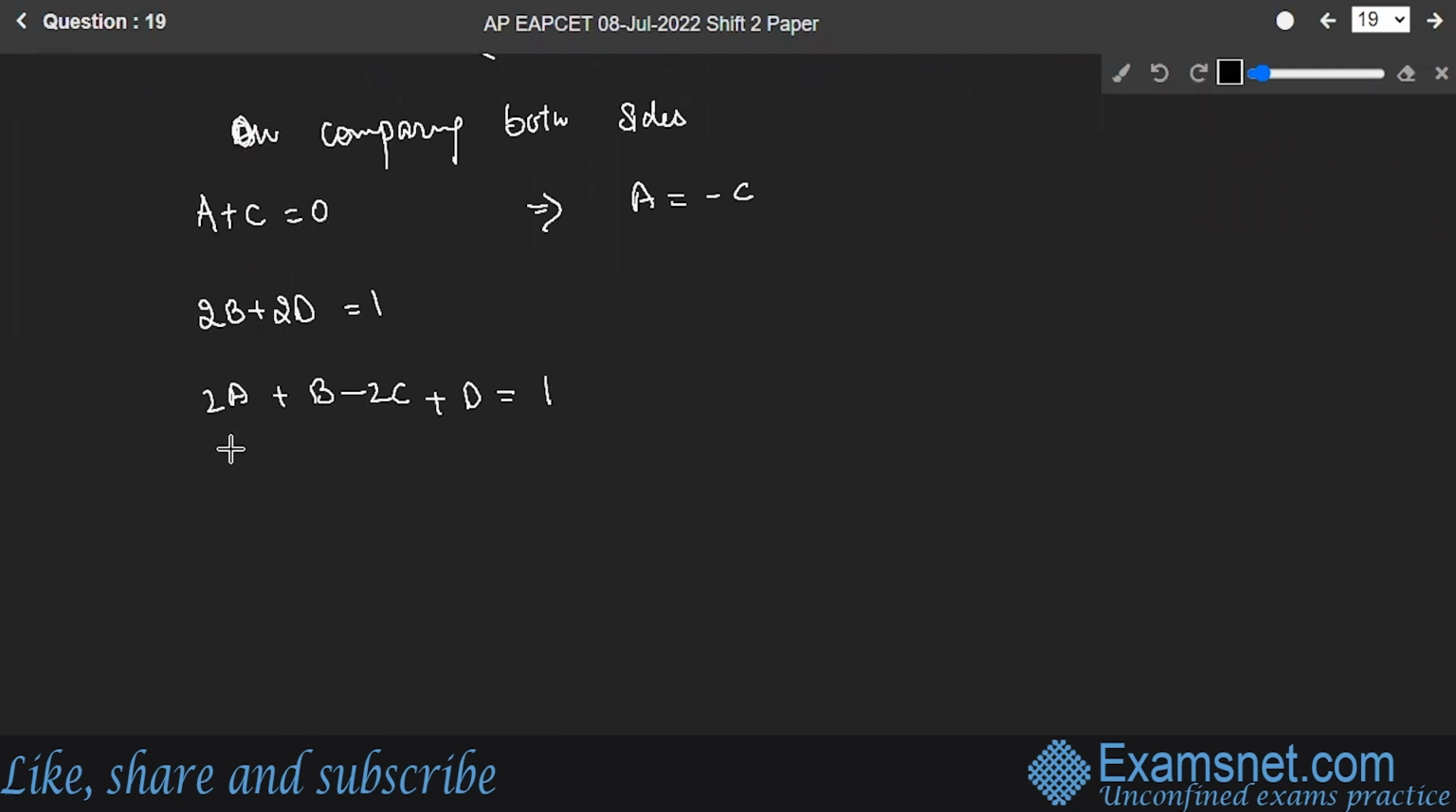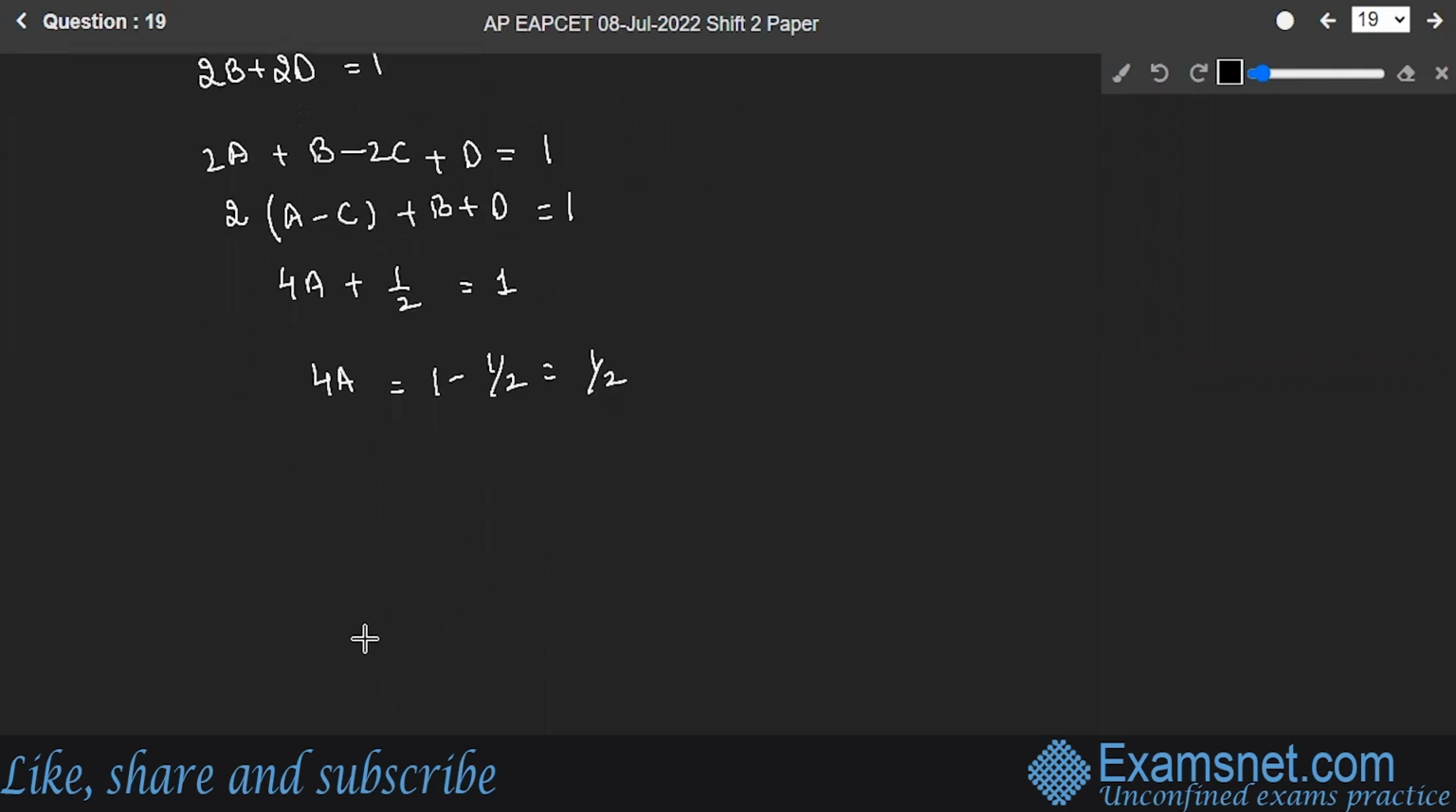Over here, 2 will be taken common: 2(a − c) + (b + d) is equal to 1, which gives you 4a + 1/2 is equal to 1. That gives you 4a is equal to 1 − 1/2, that is equal to 1/2, or a will be equal to 1/8. Right? You know one thing, a is equal to −c, or −a is equal to c, which will give you −1/8 is equal to c. We got the values for a and c.